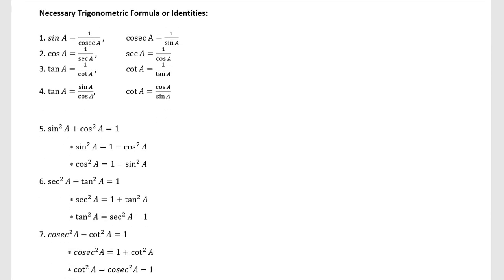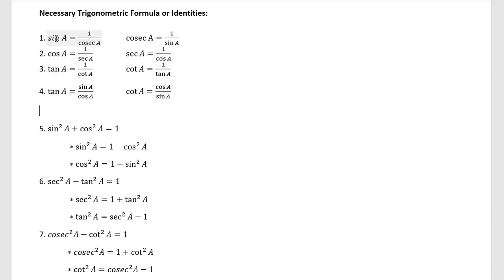Now we are going to revise our trigonometrical formulas. I think you all know these: sine a equals 1 by cosec a, cos a equals 1 by sec a, sec a is equal to 1 by cos a, tan a equals 1 by cot a, cot a equals 1 by tan a, and tan a equals sine a by cos a. Those are not primes, they are commas actually. Remove them, you may think they are primes, but they are not. And cot a is equal to cos a by sine a. So these are the basic formulas.